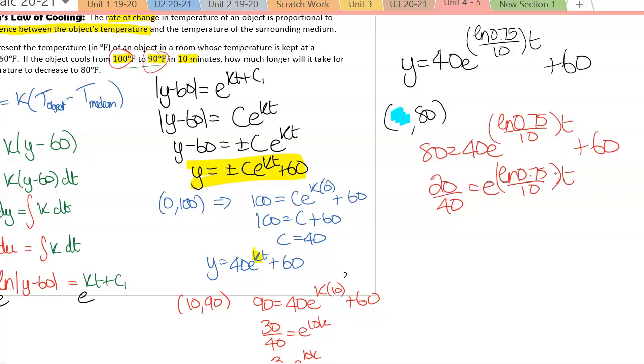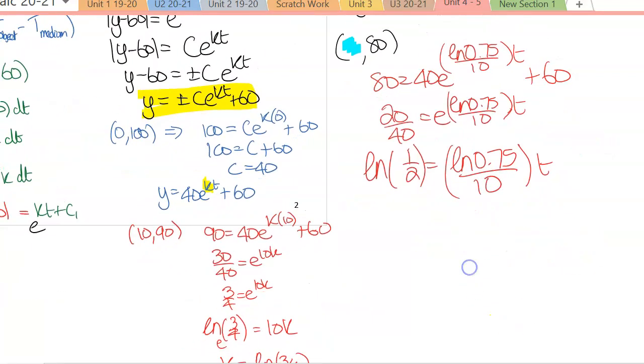This will be stuff that you've done before. So 1/2. I'll do the natural log of both sides. So we're basically doing the natural log of 1/2 divided by the natural log of 0.75 divided by 10. And that's going to give you your t value. So we're ending up with 24.0942, so approximately 24. So 24 total to get to 80 degrees Fahrenheit. It took 10 minutes to get to 90.